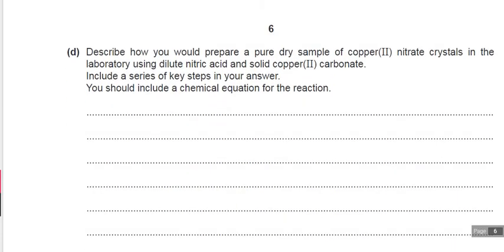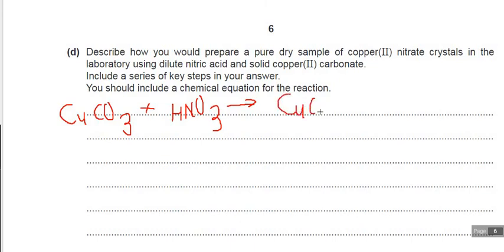They are saying, describe how you would prepare a pure dry sample of copper nitrate using dilute nitric acid, that is HNO3, and solid copper carbonate, CuCO3. This is again a metal carbonate plus acid, so when they react, it is going to form copper nitrate. So I will get Cu(NO3)2, plus carbon dioxide plus water.